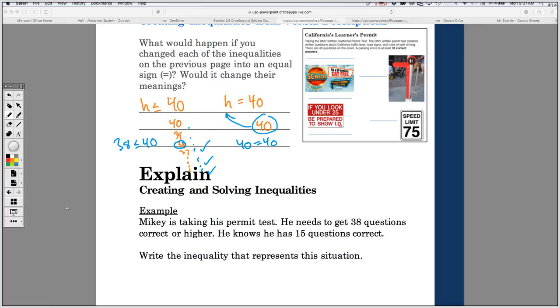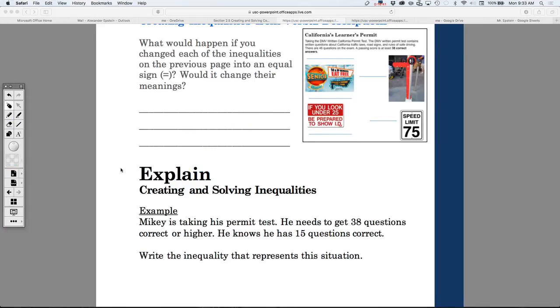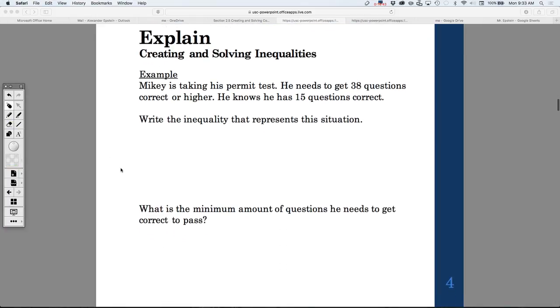Questions? All right. Let's go to the example. Mikey's taking his permit test. Oh, Mikey's growing up. No one else is excited for Mikey? He needs to get 38 questions correct or higher. He knows he has 15 questions correct. So write the inequality that represents this situation. Then answer what is the minimum amount of questions he needs to get correct to pass.